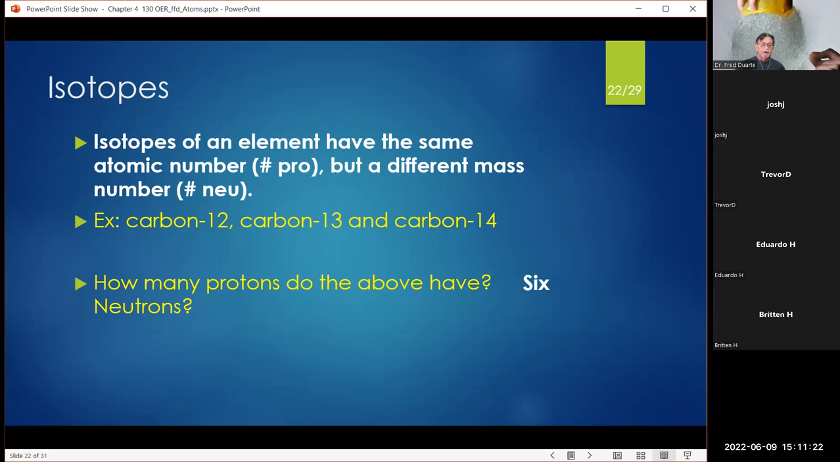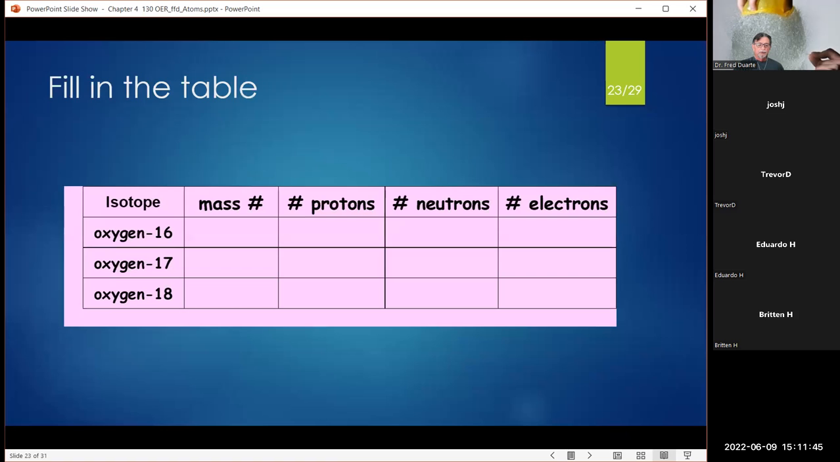Okay, so we have carbon-12, 13, and 14. Everybody has 6 protons, like I stated, because it's carbon. Where they differ is the number of neutrons. We don't have carbon-11 here, but it would be 5, 6, 7, and 8 with respect to the number of neutrons.